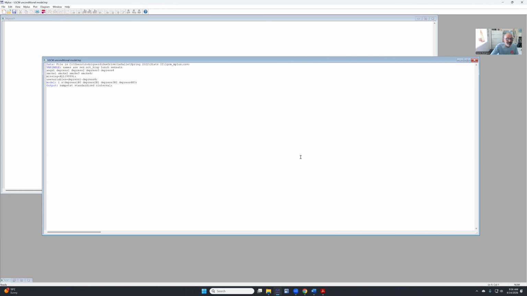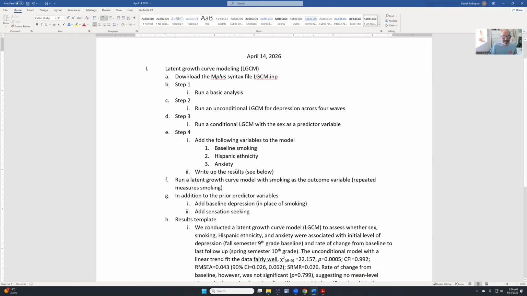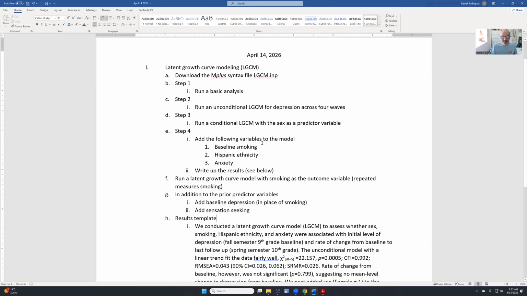But what I really am interested in is starting to add some predictors to this model. So let's go from an unconditional model to a conditional model. So let's start adding predictors. And I had a plan. All right. So let's see what my plan was here. Okay, cool. So we ran the unconditional model. Next, add the following variables to the model: baseline smoking, Hispanic ethnicity, and anxiety. All right. So let's do that. Oh, first they said add sex as a predictor variable. Let's just do that only.